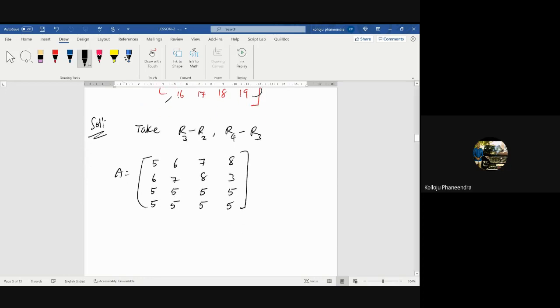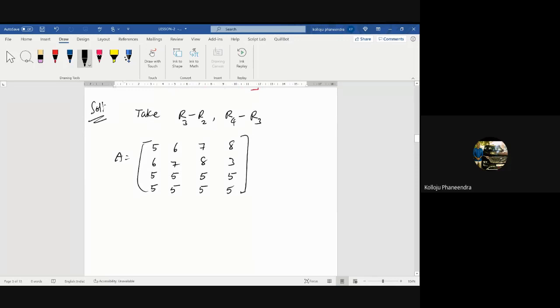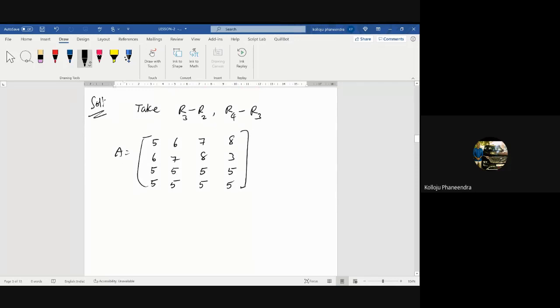Done? Okay. And next one, this is 1, 1, 1 over. There is a change there. Let me consider now, to get calculations easy, only 1 will be 0, no? Right? R3 divided by 5 and R4 minus R3. What it gives, this is the reduction symbol: 5, 6, 7, 8, 6, 7, 8, 3. Or let me take this one also. What is this? R2 minus R1. R2 minus R1 also. You write.